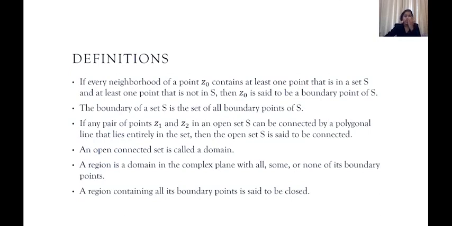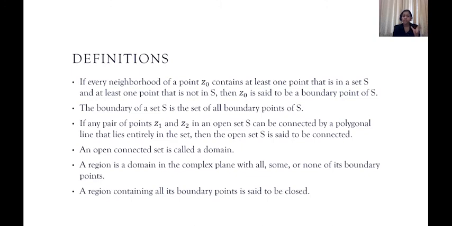Then the next definition is, an open connected set is called a domain. That is, a set should be open as well as connected. We know what an open set is: in an open set, every point and its neighborhood lies inside that particular set, and a set is connected if any 2 points are joined by polygonal lines which lie entirely in that set. So an open connected set is called a domain. Now next is the definition of a region. A region is a domain in the complex plane with all, some, or none of its boundary points.